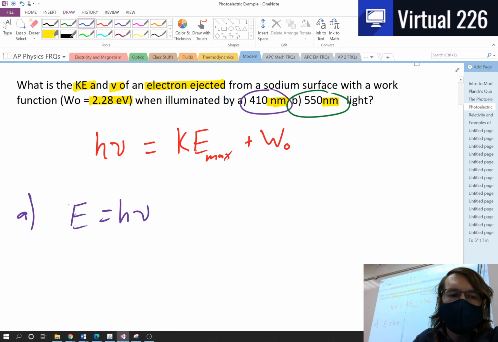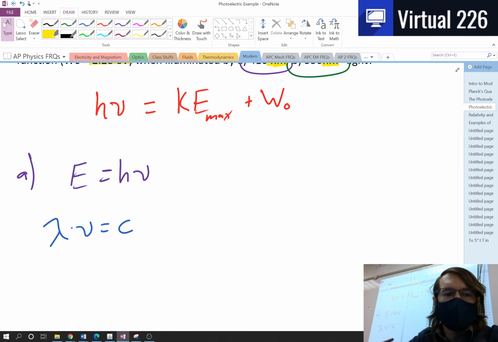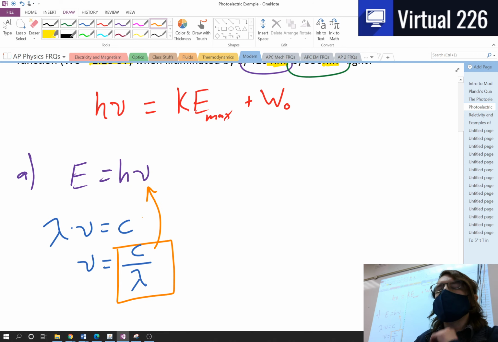So something we have to recognize here is that the wavelength multiplied by the frequency is equal to c, the speed of light, which means nu, the frequency, can be thought of as the speed of light divided by the wavelength. So let's take this quantity, c over lambda, and put it back up into our energy equation. This equation can then be written as hc over lambda.